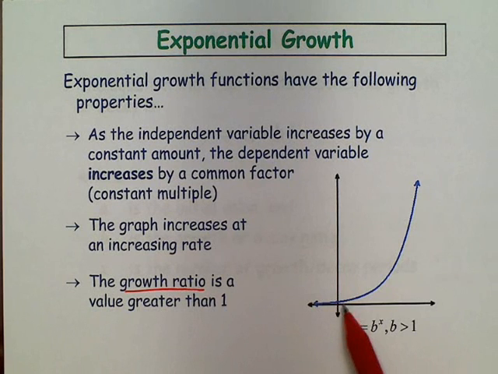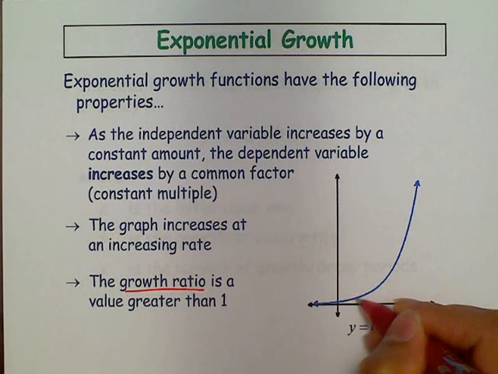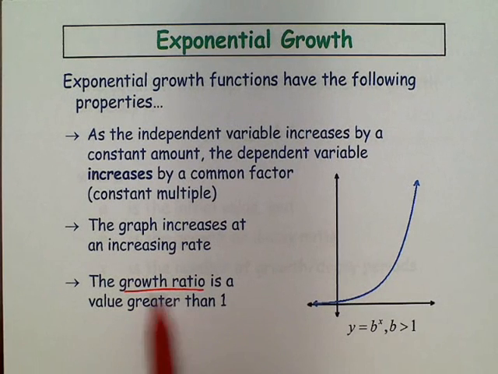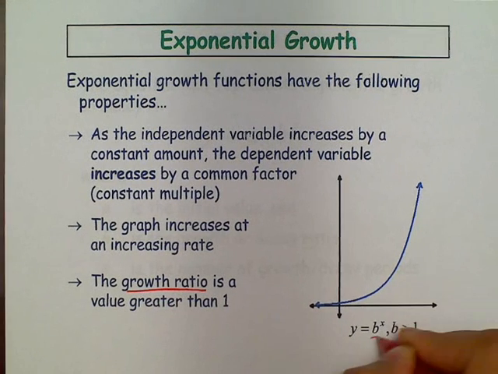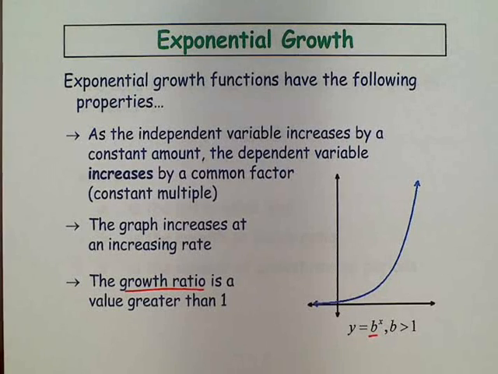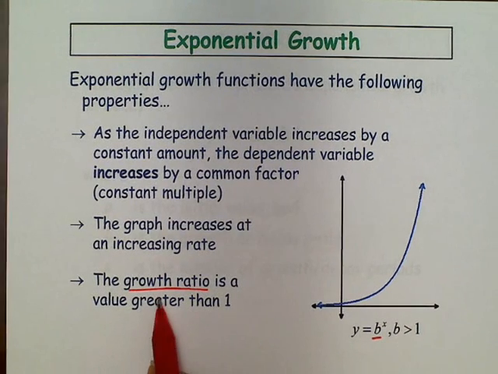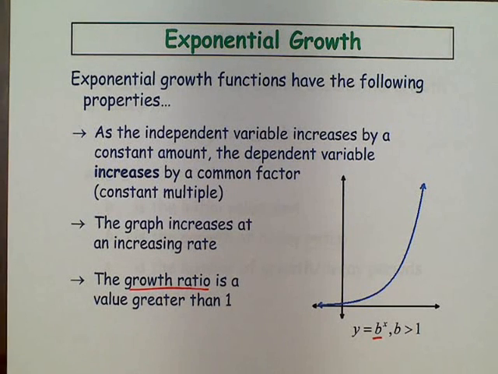The graph, if you notice it, is increasing at an increasing rate. So initially it increases slowly, but as you move across it starts to increase a lot faster. And what you'll notice is that the growth ratio, which is the value of the base of the function, so whatever the exponent is raised to, that base value is greater than 1 when you're looking at an exponential growth. So the growth ratio is a value greater than 1.